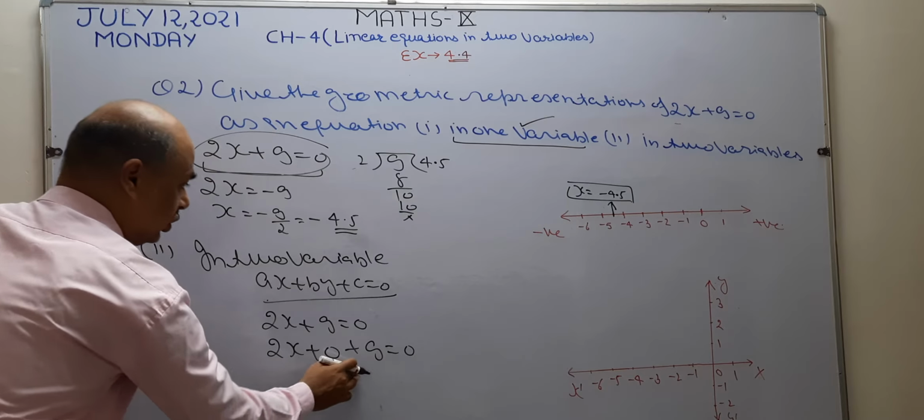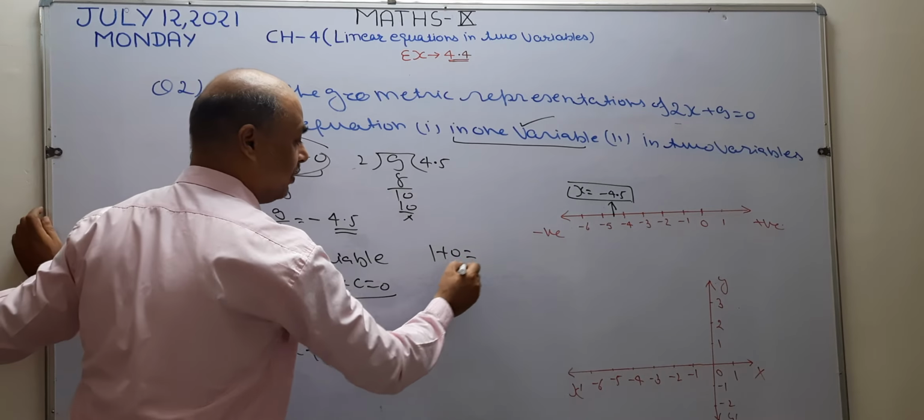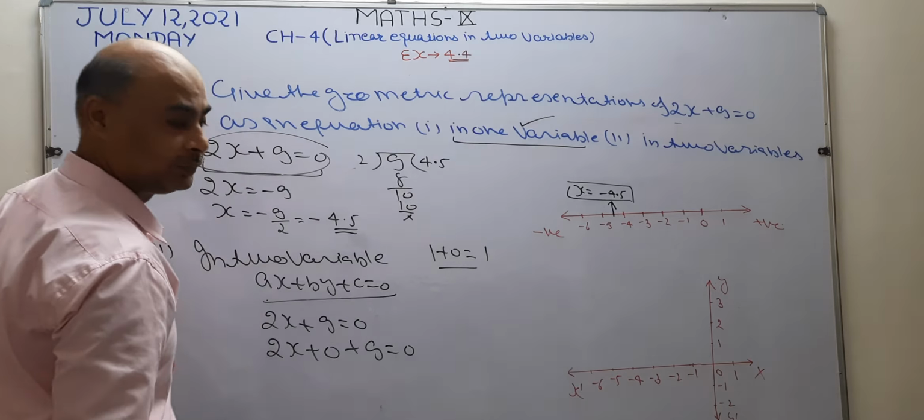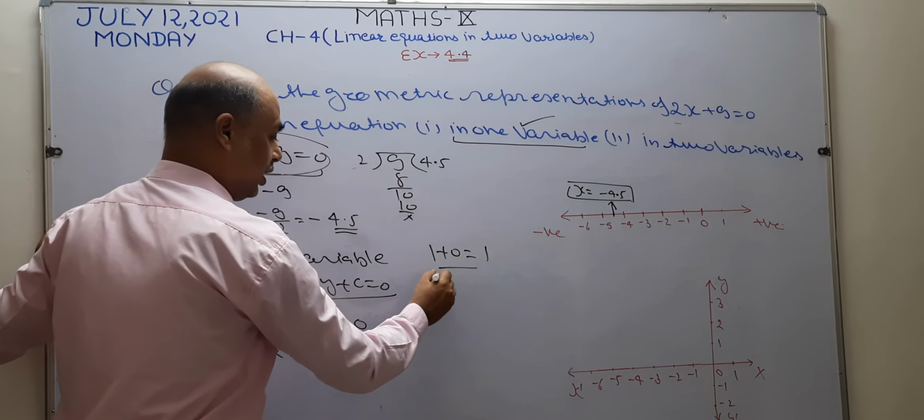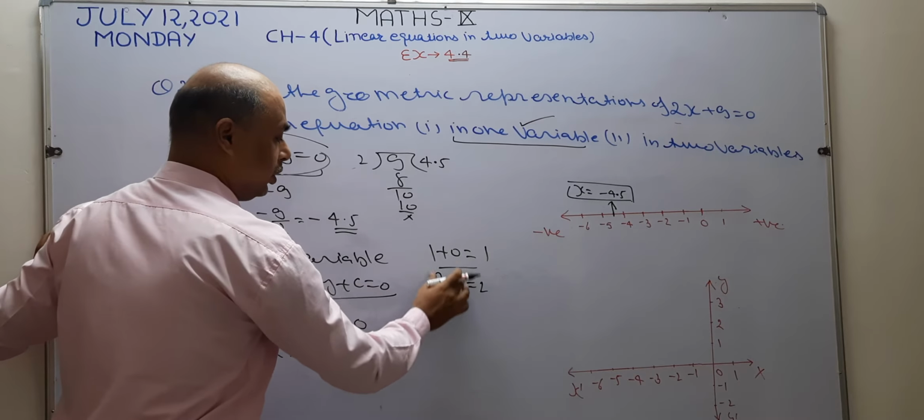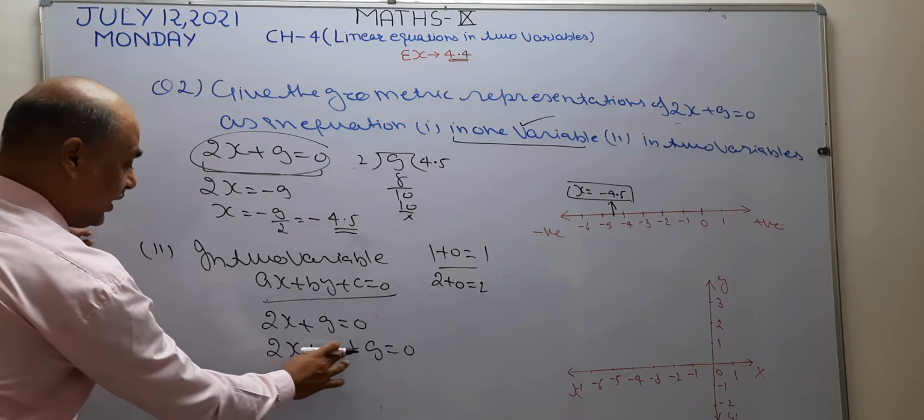If I add 0 to any number, the number does not change. If it is 1, it will remain 1. If it is 2, it will remain 2. No change is there. In the same way, I write here 0.